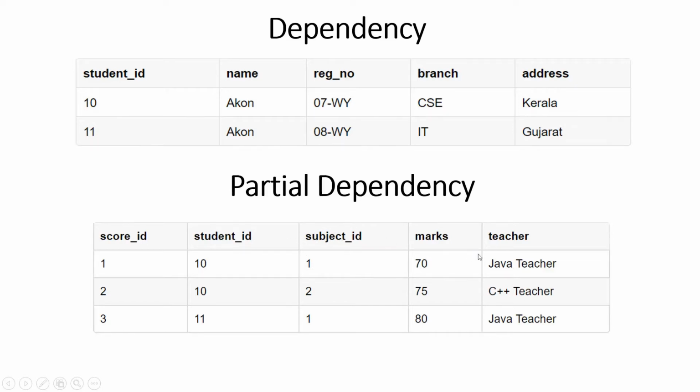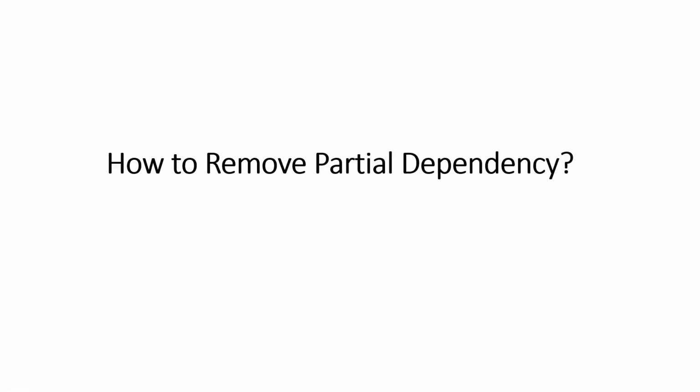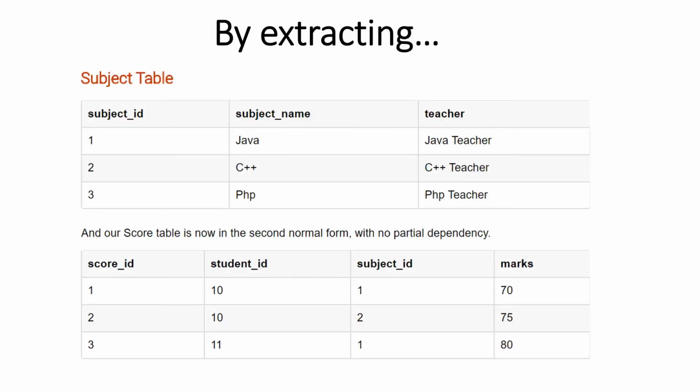So here is the problem. How to remove partial dependency? In order to remove partial dependency in the table, we use extraction. Here you can see the subject table. In the above table, there is a teacher column here. In order to extract, we should move the teacher column into the new table, and here we can use subject ID and subject name in order to make a primary key together. And this is the option.